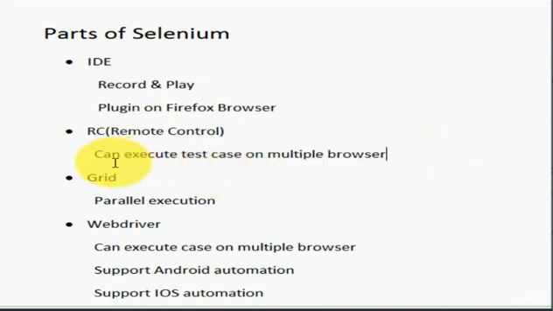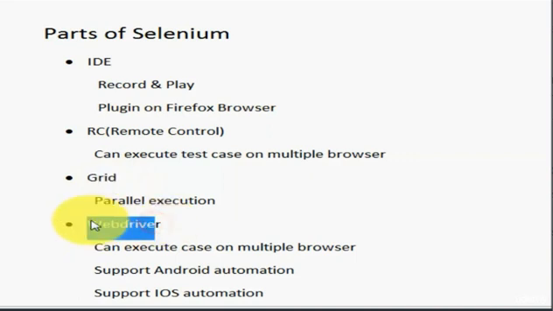Next we have Grid. With the help of the Selenium Grid, we can execute our test cases in parallel. By default, if we have 100 test cases, you can execute all test cases in sequential manner only. But if you want to execute your test cases in parallel, you can go for Grid. We are going to understand Grid in detail by the end of this course.